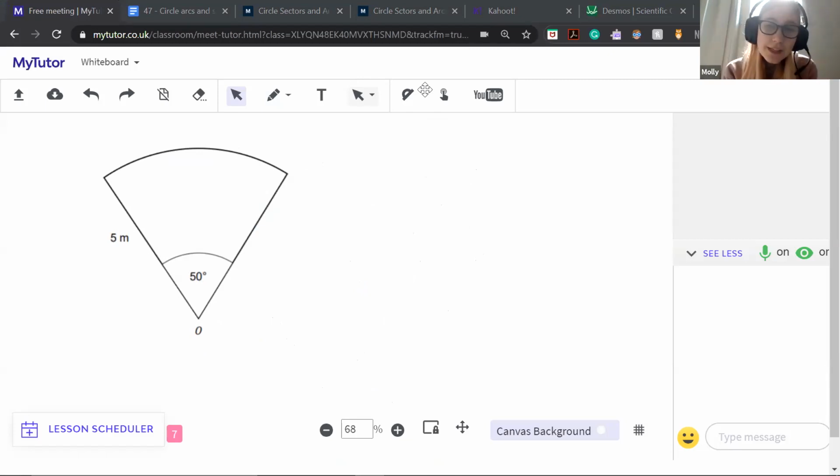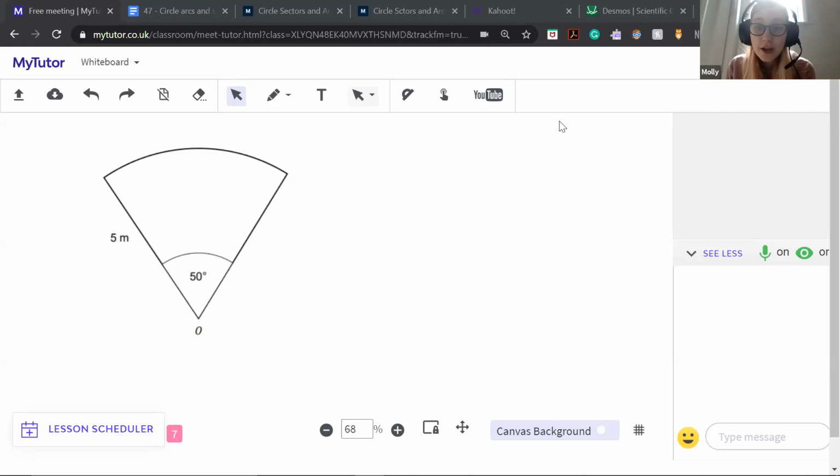So the reason that we divided our circumference by 2 when we were finding the perimeter of that half circle was because the circumference was half of that of the circle. If we were doing, say, a quarter circle, so where the angle is a right angle, we divide it by 4. All we're really doing there is finding out what fraction of the circle it is. So that's what we're going to do here.